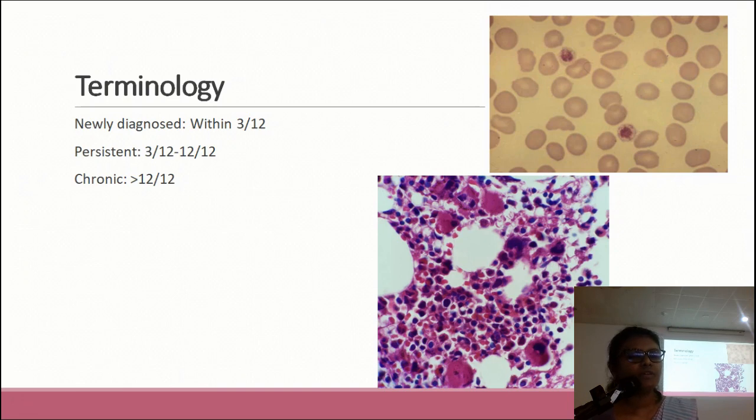So terminology wise, ITP can be divided into newly diagnosed if diagnosed within 3 months, persistent 3 to 12 months, chronic if more than 1 year. So in this picture you can see increased megakaryocytes in the bone marrow biopsy. These large cells are megakaryocytes. Other than increased or normal megakaryocyte mass, the other findings of the bone marrow are normal in ITP.